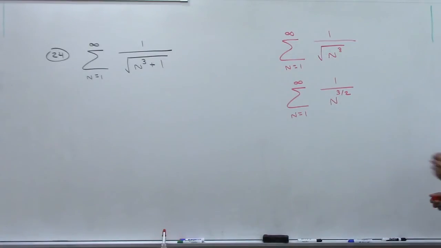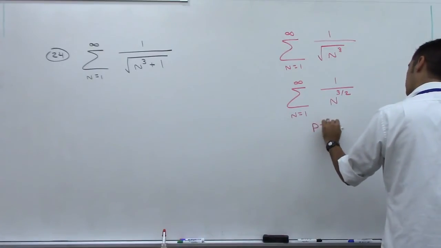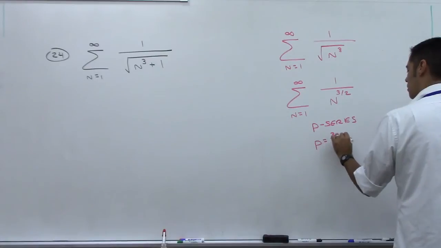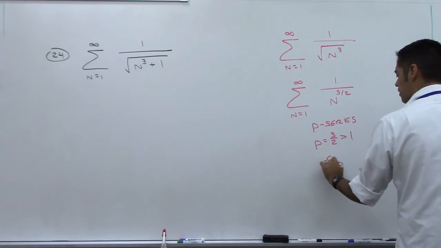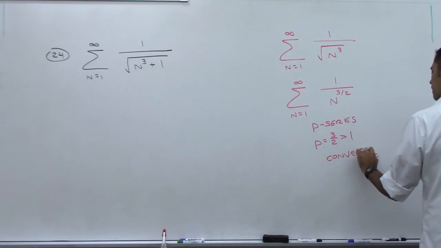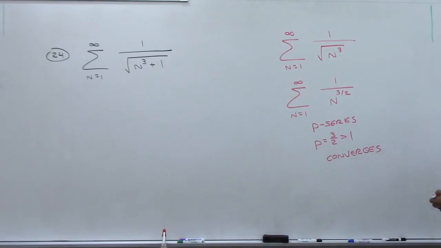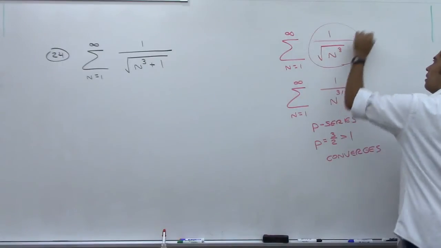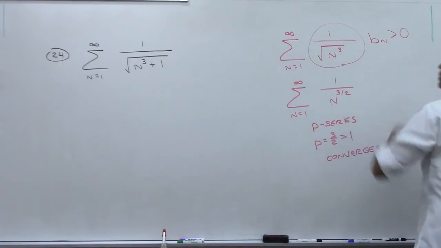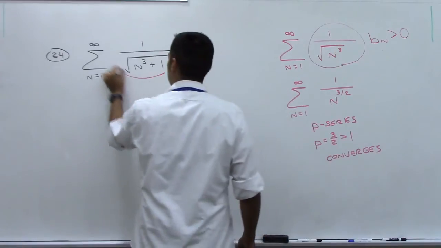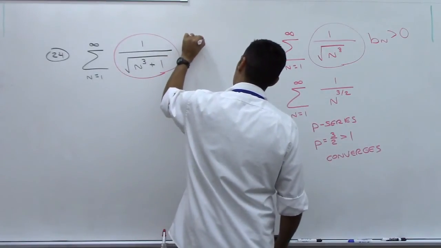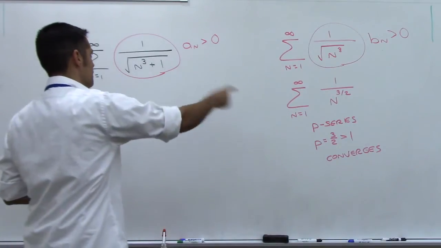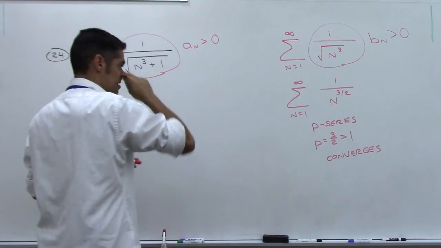And that's a p series. P is 3 halves, which is greater than 1, which means this converges. And so I'm going to be wanting to compare, well, either one of these. B sub n, it's greater than 0, obviously. I want to compare it to this, which is my a sub n, which is again greater than 0. And what I want, since that one converges, for this one to be smaller than that one.